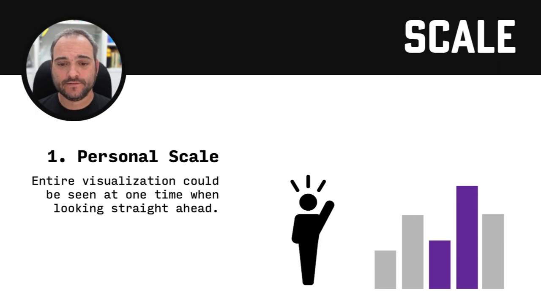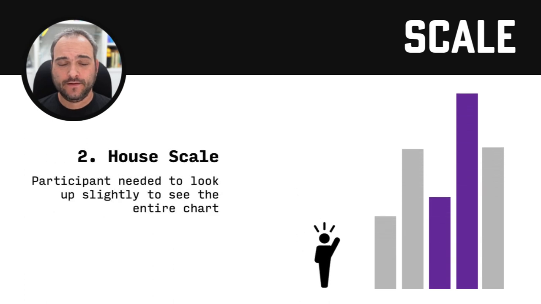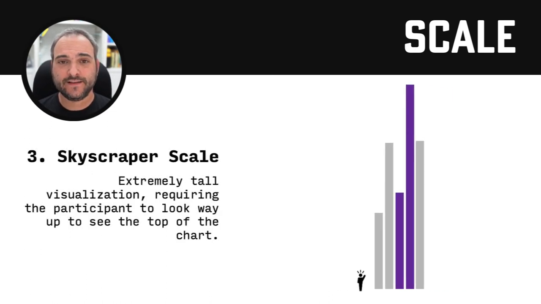So the other variable we're looking at was scale. And so to begin with, we have what we call personal scale. In this case, the entire visualization could be seen at one time while looking straight ahead. The next scale is called house scale, where the participant needed to look up slightly to be able to see the entire chart. And then finally, we have what we called skyscraper scale. This is an extremely tall visualization requiring the participant to look way up to see the top of the chart.